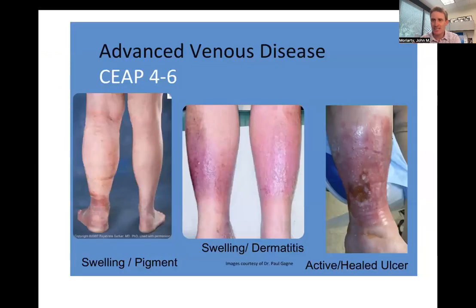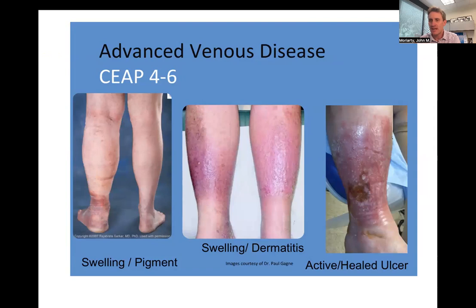There is a classification scheme for this that, again, you might hear of. It's called the CEAP classification, with the letters all standing for various things, but it's a 1 to 6 classification. You may see in your chart, or your doctors or wound care specialists may be talking to you about being CEAP 4, which is where you've got swelling and pigment changes, all the way up to open ulceration, which, for example, would be CEAP 6.